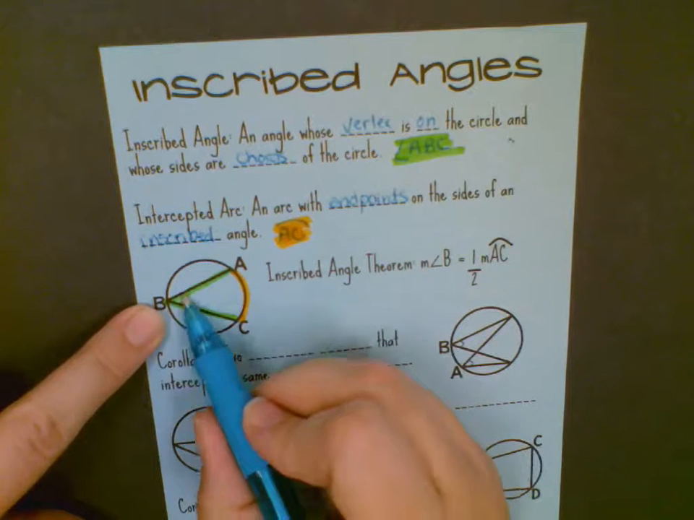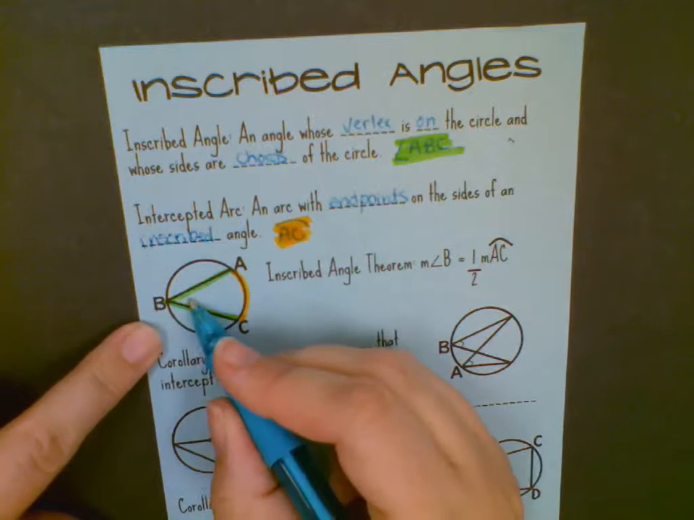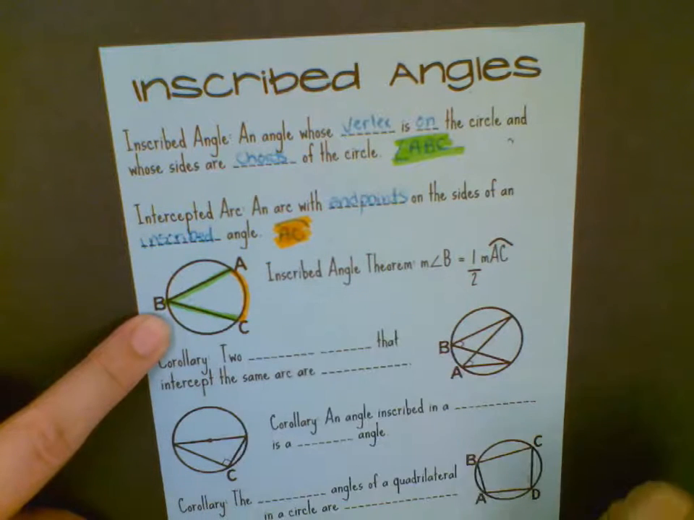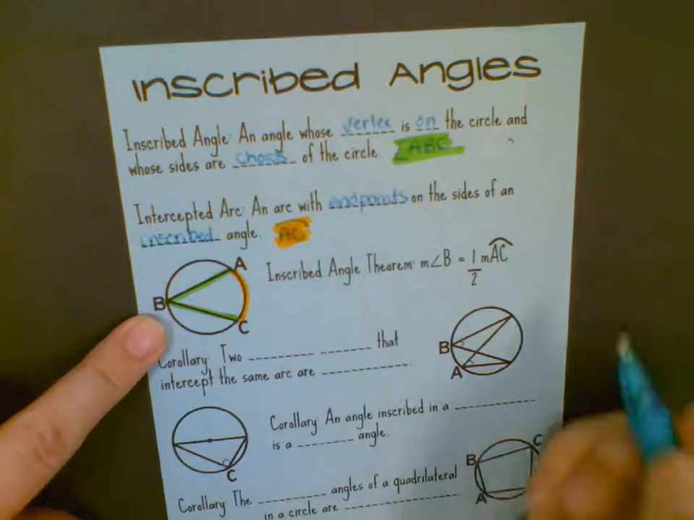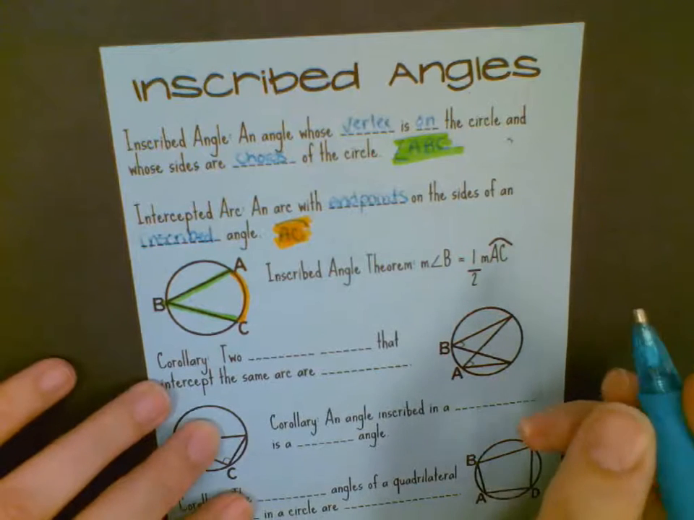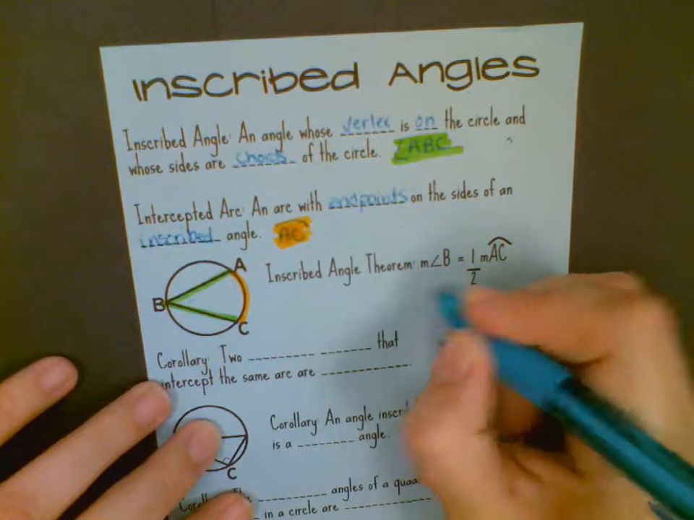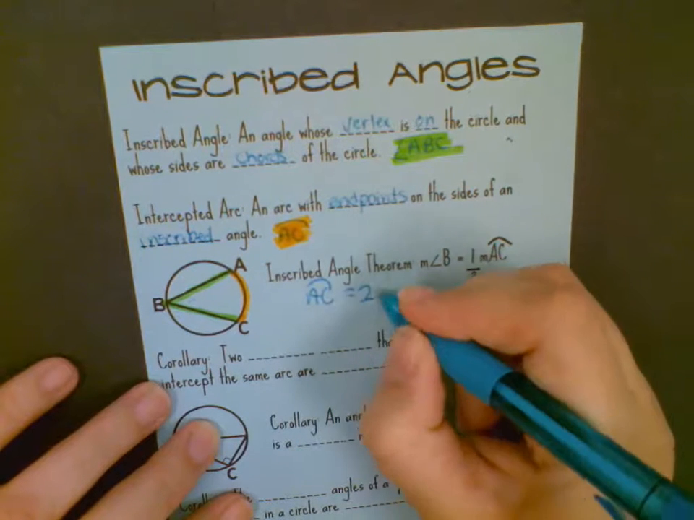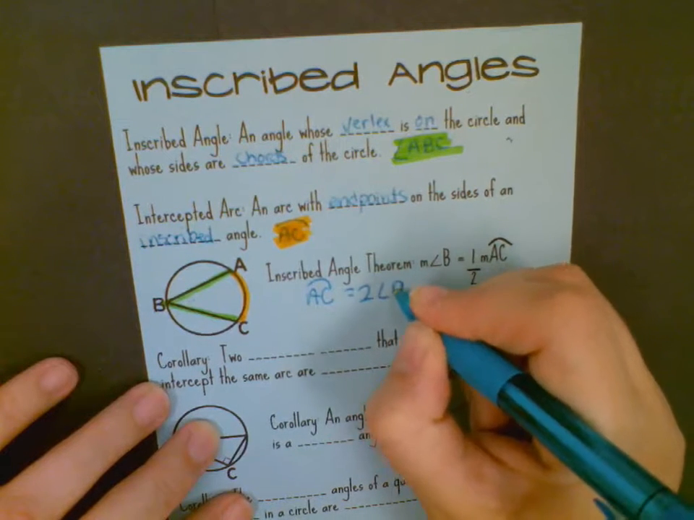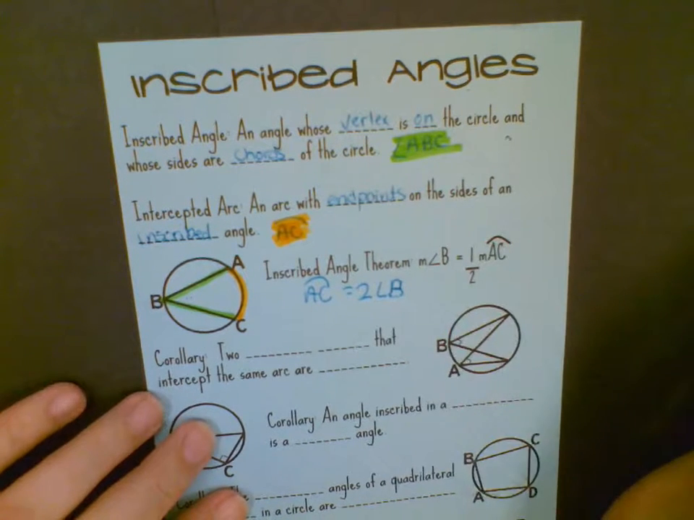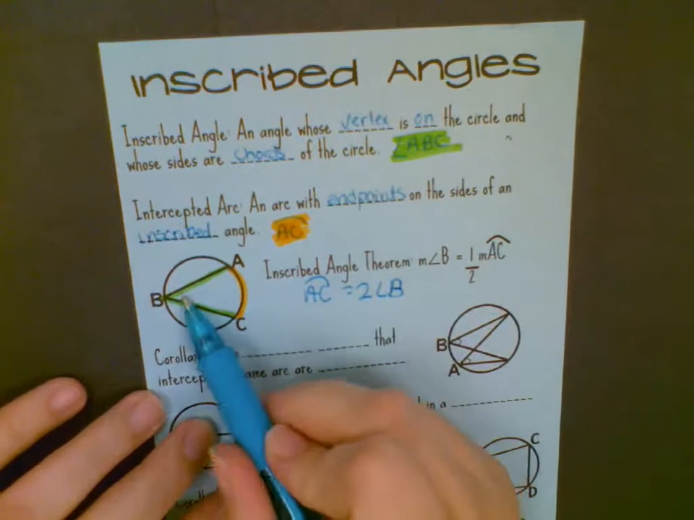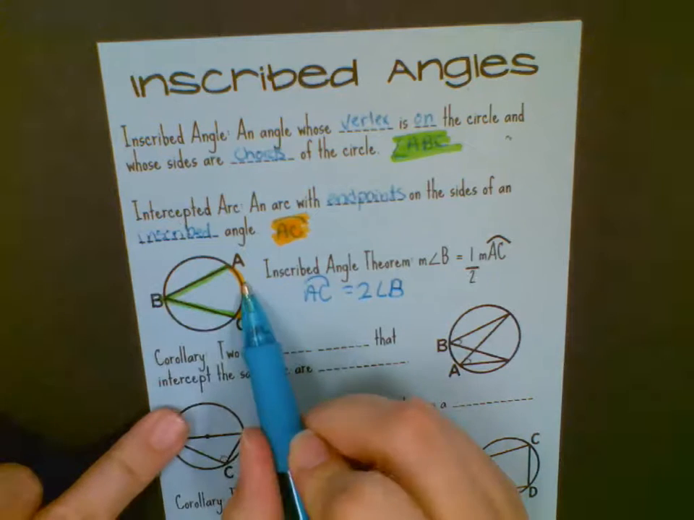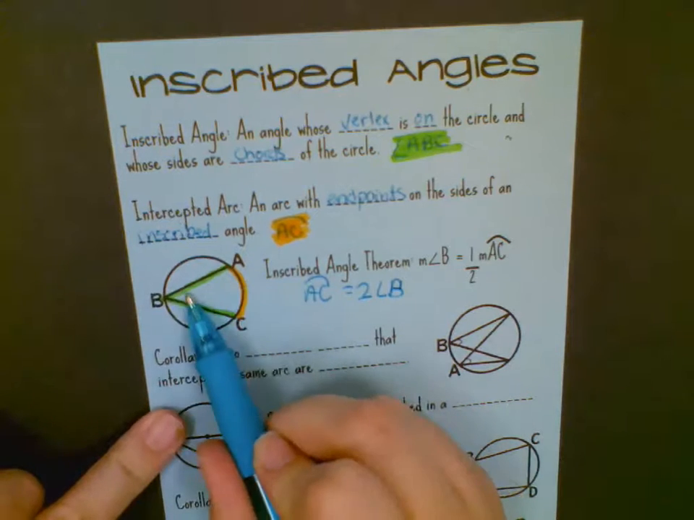So if we're looking for the measure of the inscribed angle, this angle right here, it's half of the arc it intercepts. And the reverse of that is true, that the arc AC would equal 2 times the measure of angle B. So going both ways. If we're finding the angle, we take half of the arc. If we're finding the arc, we double the angle.